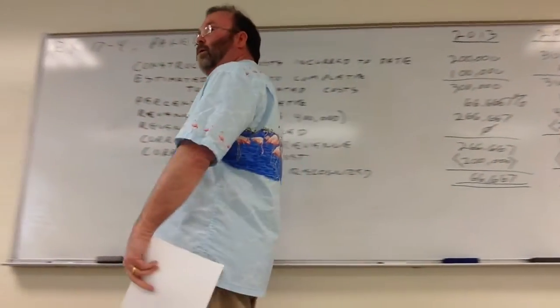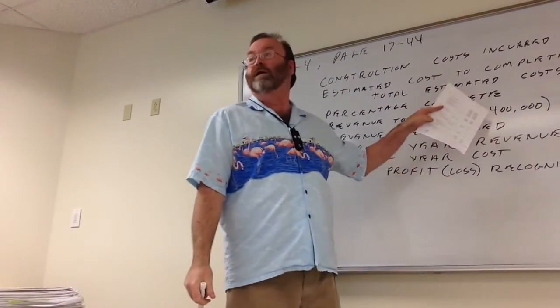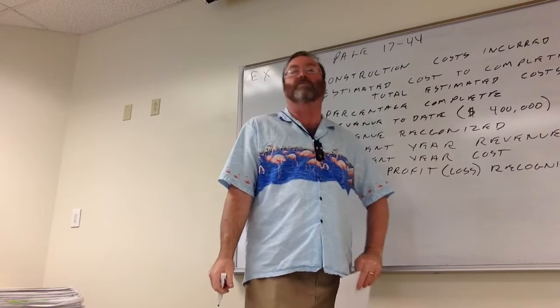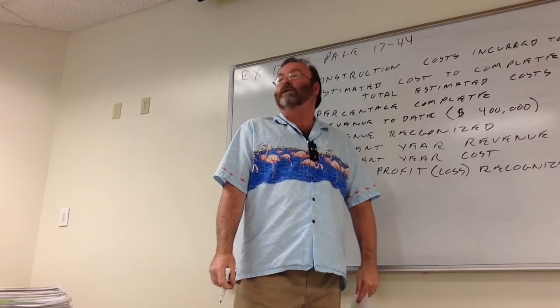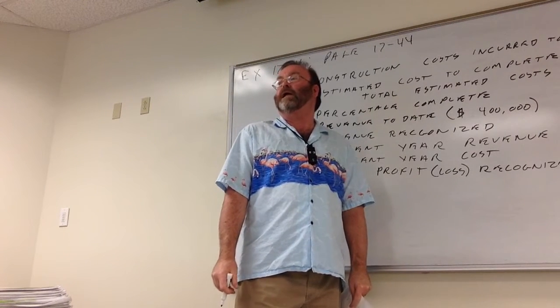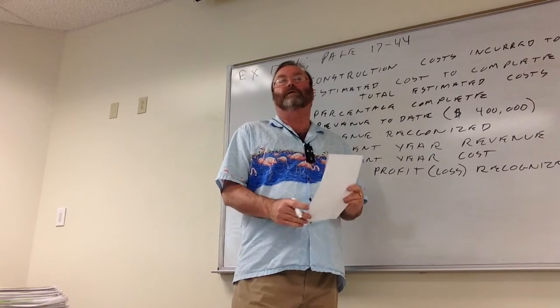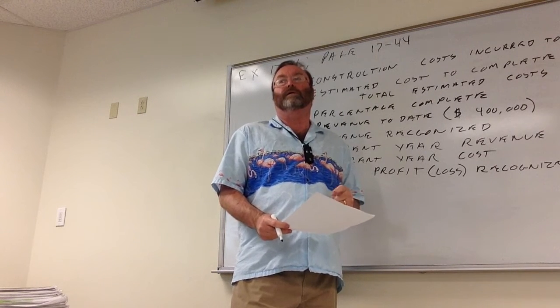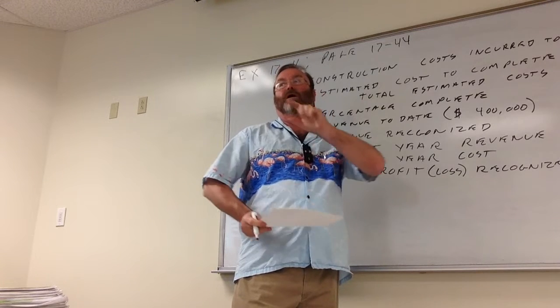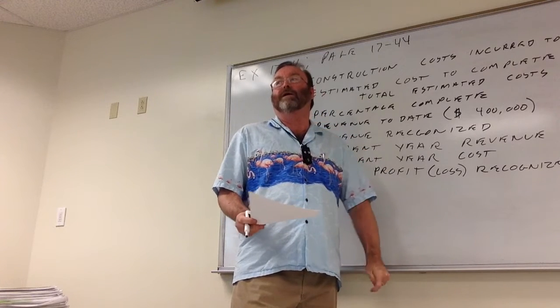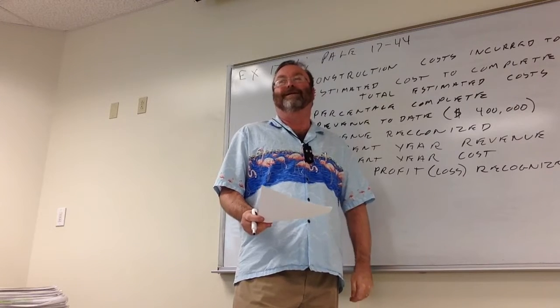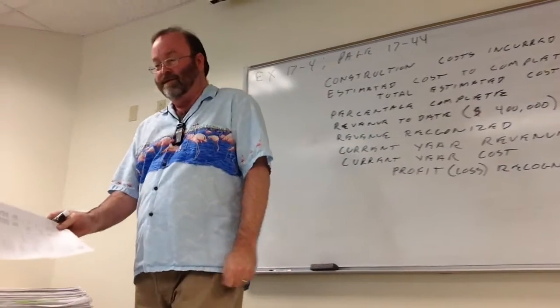Where does the 400,000 come from? That's 100% of 400,000. Oh, okay. Yeah, that's the contract price, the revenue price. All right? Does everybody understand the easy part before we get to the hard part, which is next?